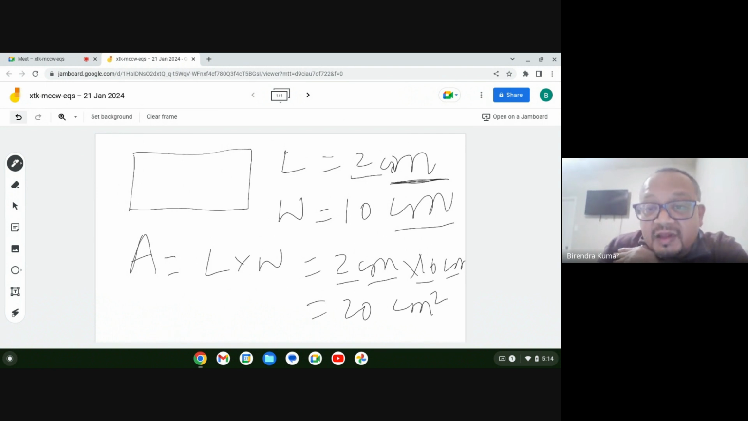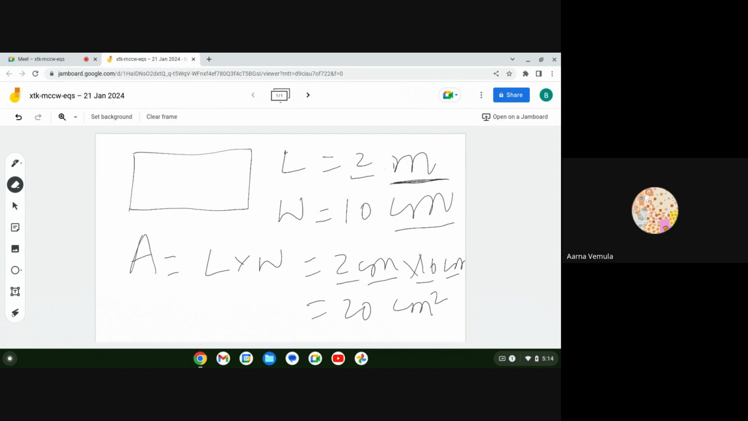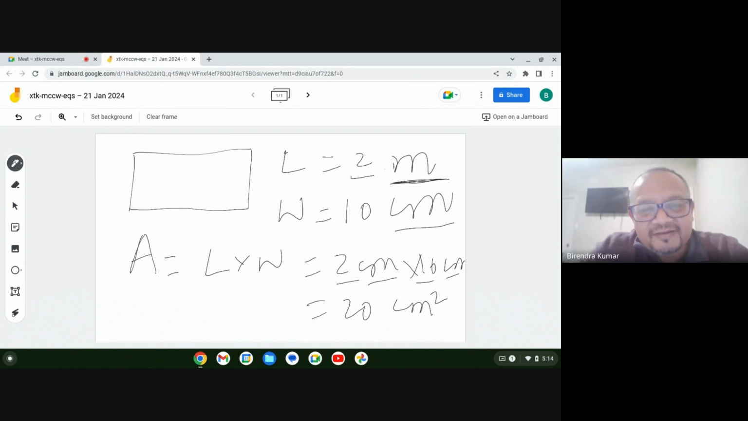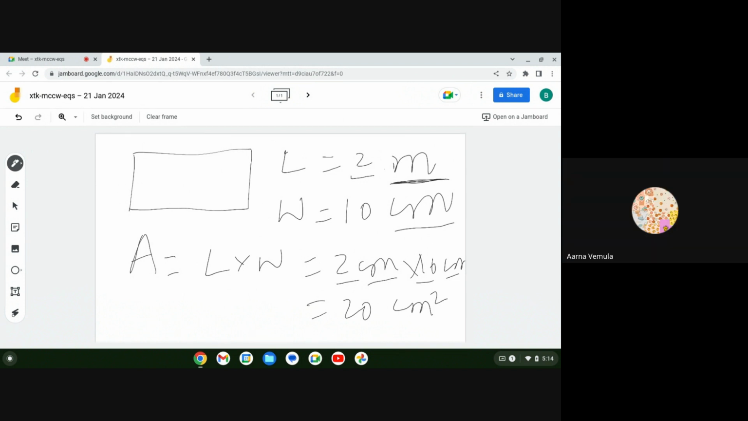This one is fine, but I have already tricked you guys, right? I said, okay, this is 2 centimeter. It's not 2 centimeters, it's 2 meter. What will you do? Wouldn't you do cross multiply and divide? Wait, no, never mind.